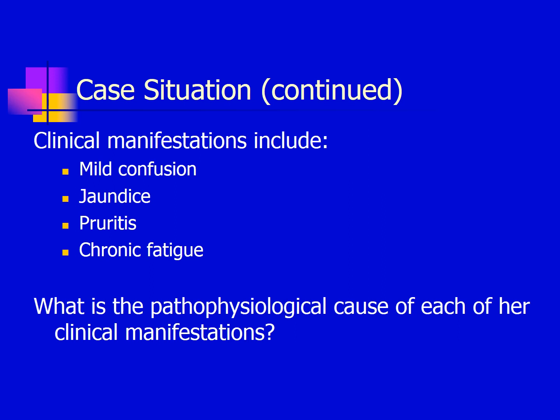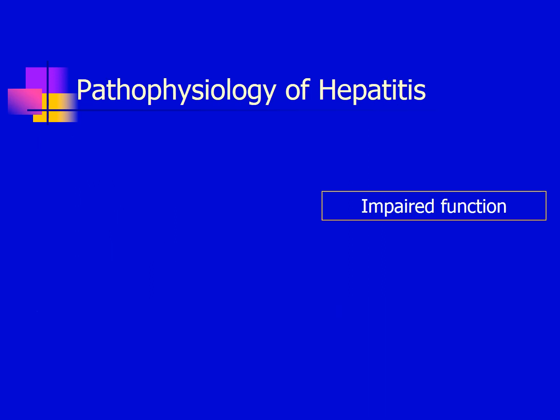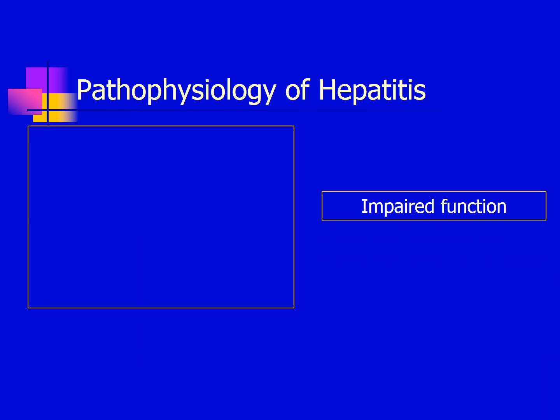So there are some clinical manifestations for the client in this case, and what is the pathophysiology cause for each of the different clinical manifestations? So why do they have confusion? Why do they have jaundice? Why do they have pruritus or chronic fatigue? And you will see as we go through this lecture, the slides, how any of this would happen. Okay? Next slide. So we're talking about the pathophysiology of hepatitis.